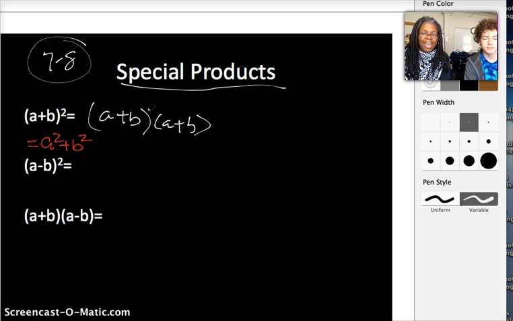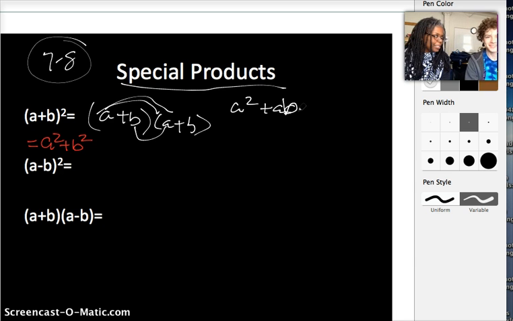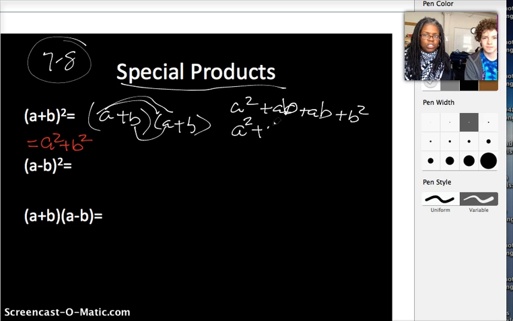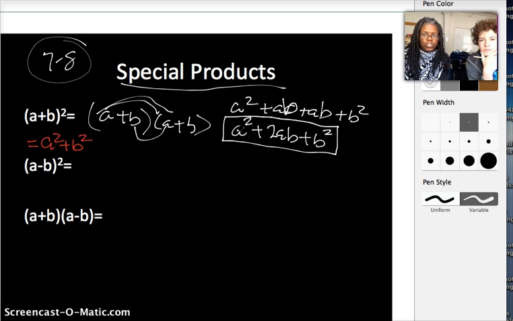So what we're required to do is multiply, using the skills from our last lesson. A times A gives me A squared. A times B gives me AB, and B times A gives me AB, and B times B gives me plus B squared. So what this ends up being is A squared plus 2AB plus B squared. The reason this is significant is the pattern: the first term squared, the last term squared, and 2 times the product of those 2 terms from the original problem.